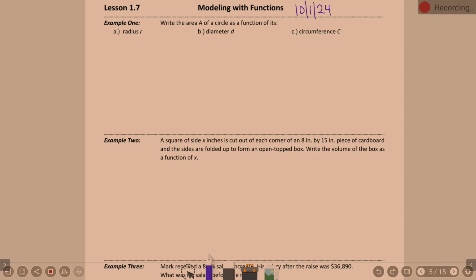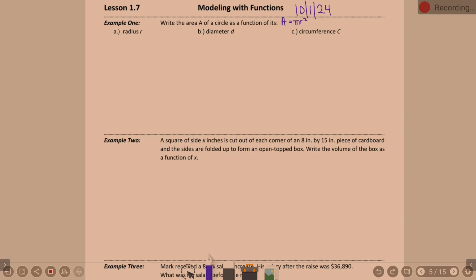So, as we look at example 1, they're asking us to write the area A of a circle as a function of its, and then there's 3 parts here. Now, this is one I always say you should know. So if you're going to balk and say, nope, I don't know it. Facts. Basic area of a circle. What's the formula that any math teacher would like you to know? Area of a circle. It's pi r squared, isn't it? Yeah, that's what I thought. Don't doubt me.